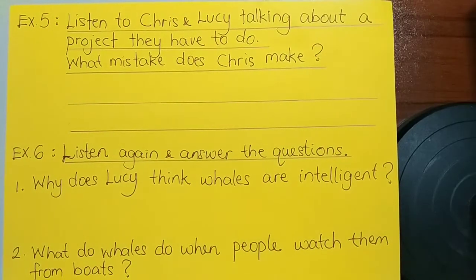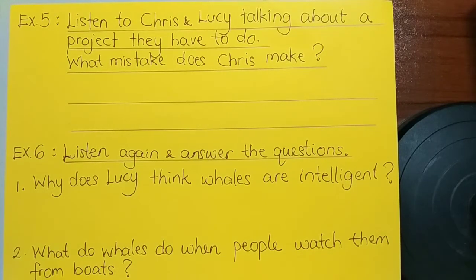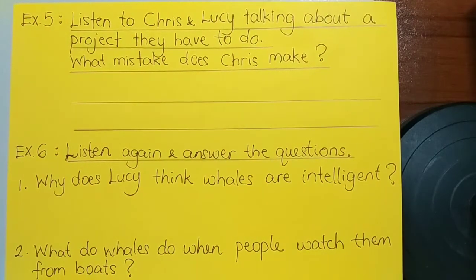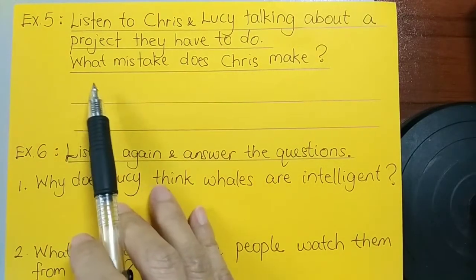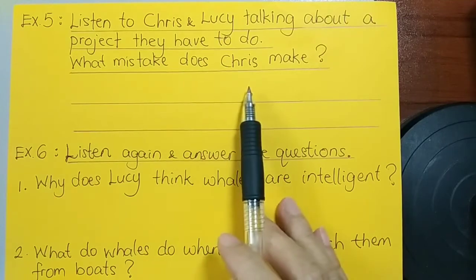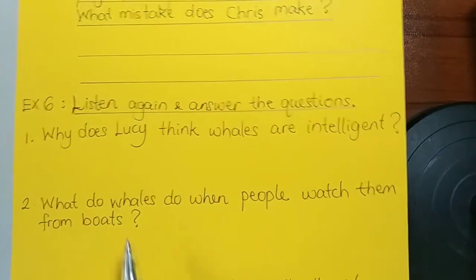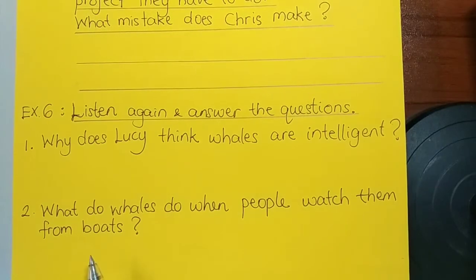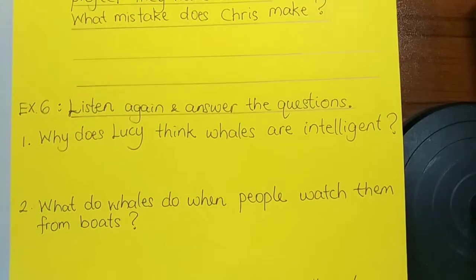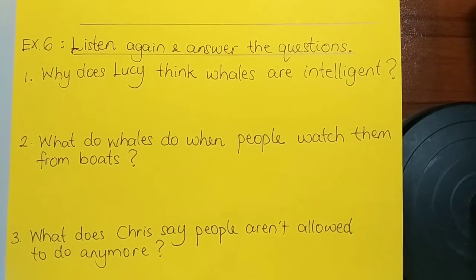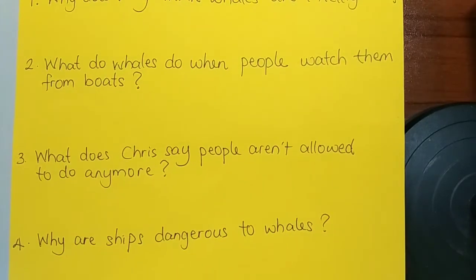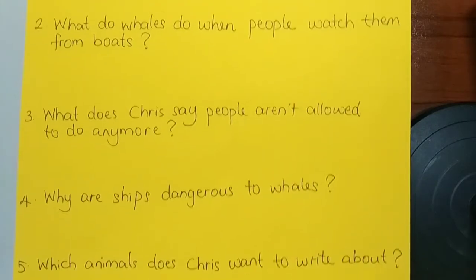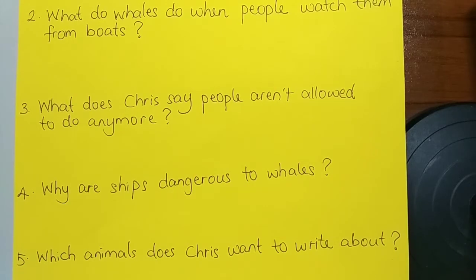For exercise 5 and 6, you are to listen to Chris and Lucy talking about a project they have to do. So before you listen to the dialogue between Chris and Lucy, let's go through the questions. In exercise 5, the question is this: what mistake does Chris make? Next, in exercise 6, first question will be, why does Lucy think whales are intelligent? 2, what do whales do when people watch them from boats? Question 3, what does Chris say people aren't allowed to do anymore? Question 4, why are ships dangerous to whales? Question 5, which animals does Chris want to write about?